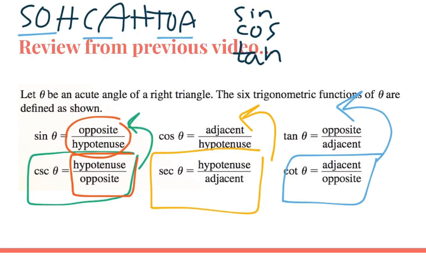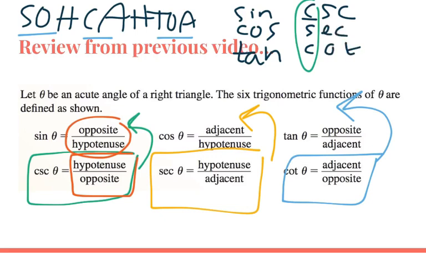And then if you can just remember CSC at the top, and then go down with the exact same abbreviation, C, which we already have, SC, and then fill in the blank: secant, cotangent. That helps you remember which one is the reciprocal of which. So sine and cosecant are reciprocals, cosine and secant, and tangent and cotangent. Alright, so let's move on to doing a problem.